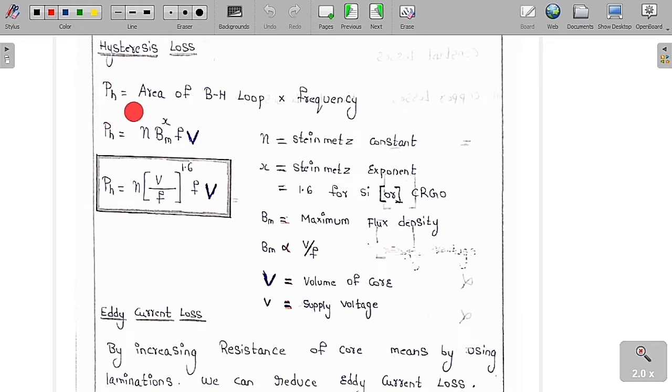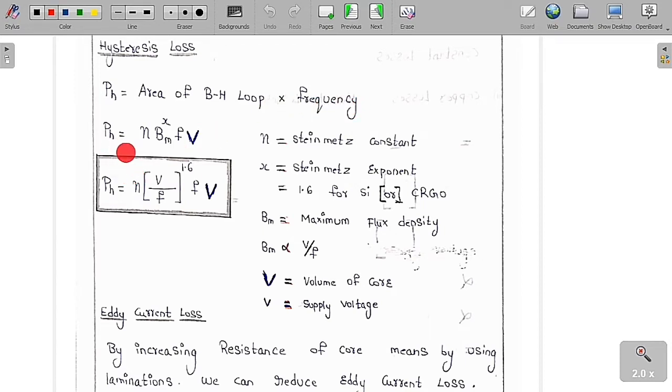So hysteresis loss is equal to the area of the BH loop into the supply frequency. This is the thing that you always have to remember: hysteresis loss is equal to the area of the BH loop into frequency.